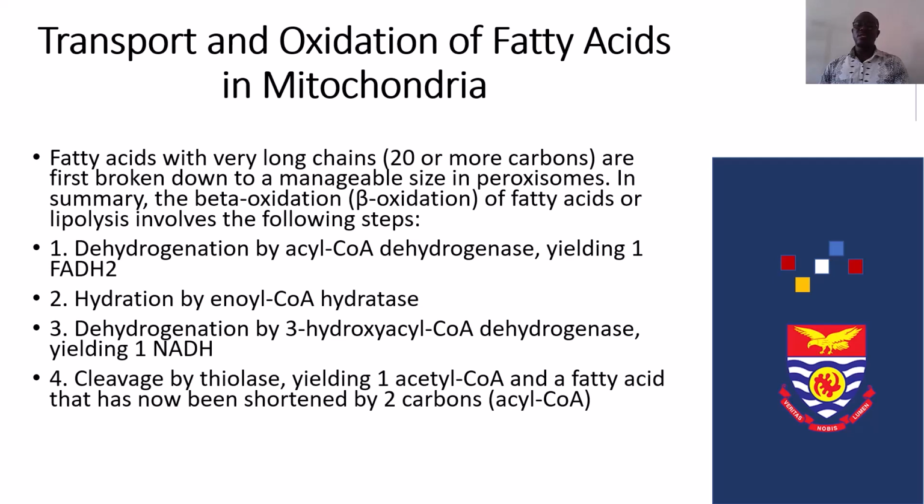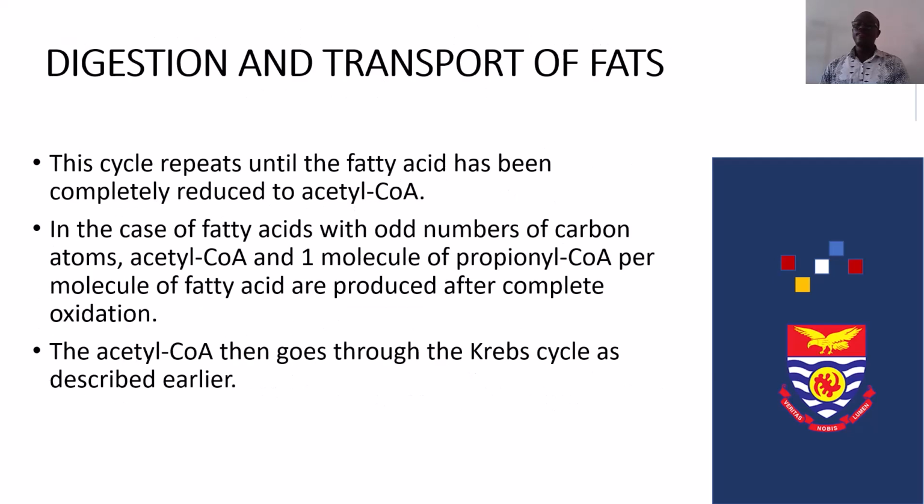In summary, the beta oxidation of fatty acids involves the following steps: dehydrogenation by acyl coenzyme A dehydrogenase yielding 1 FADH2, hydration by enoyl coenzyme A hydratase, hydrogenation by 3-hydroxyacyl coenzyme A dehydrogenase yielding 1 NADH, cleavage by thiolase yielding 1 acetyl coenzyme A and a fatty acid that has now been shortened by 2 carbons, acyl coenzyme A. This cycle repeats until the fatty acid has been completely reduced to acetyl coenzyme A.